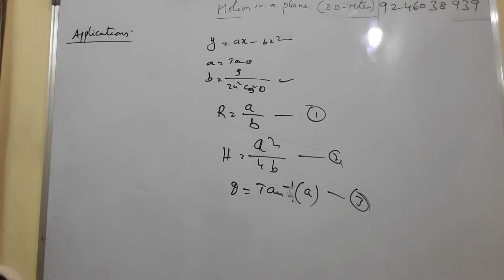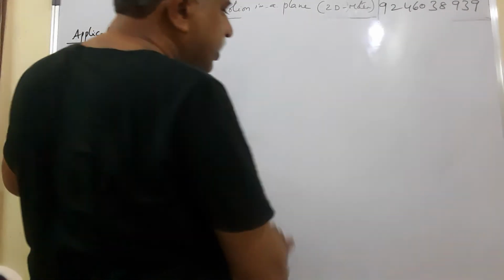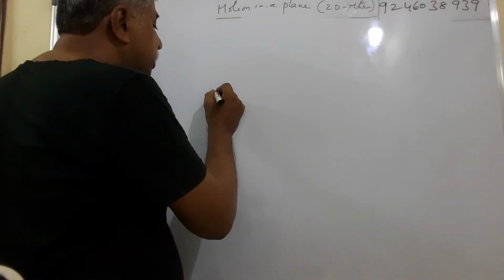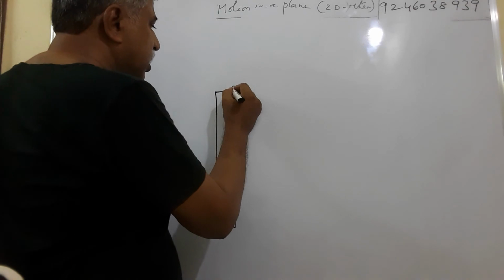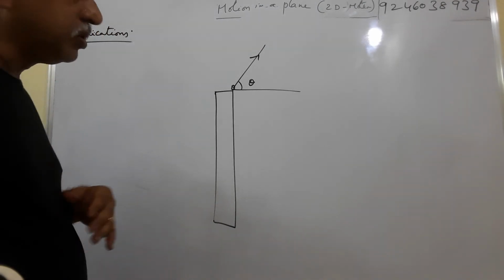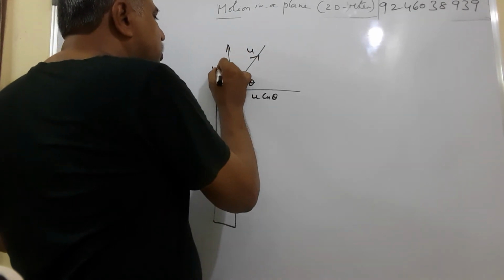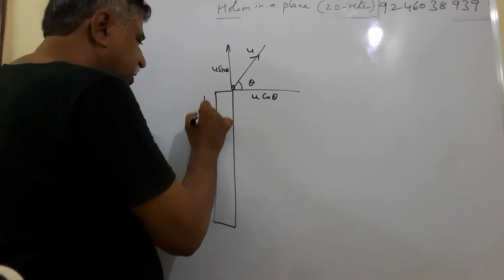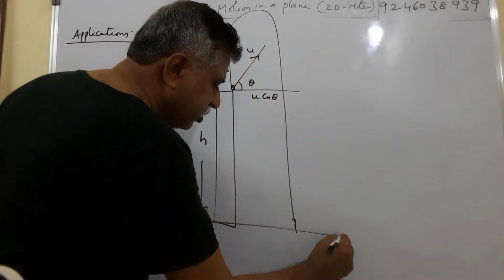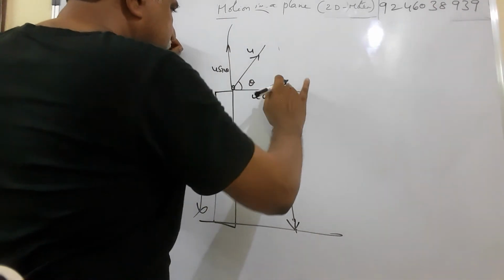For example, a body is projected obliquely from the top of a tower, like this. We get an angle theta here. With velocity u, it becomes u cos theta and u sin theta. Height of the tower I say h. Then the time taken by the body to reach the ground. It moves like this.